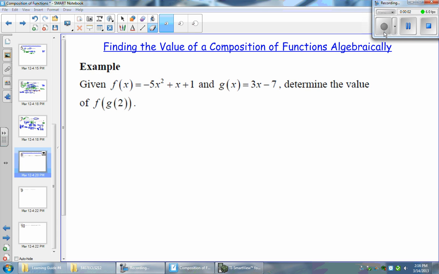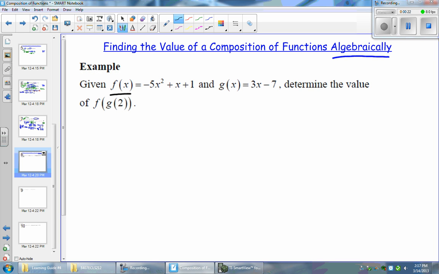All right, so the next thing we're going to look at in terms of compositions of functions is how to find the value of a composition of functions algebraically. Now, I've already gone through a graphing solution, but obviously we're not given any graphs here, so we're going to use only the functions. So here's my first example.